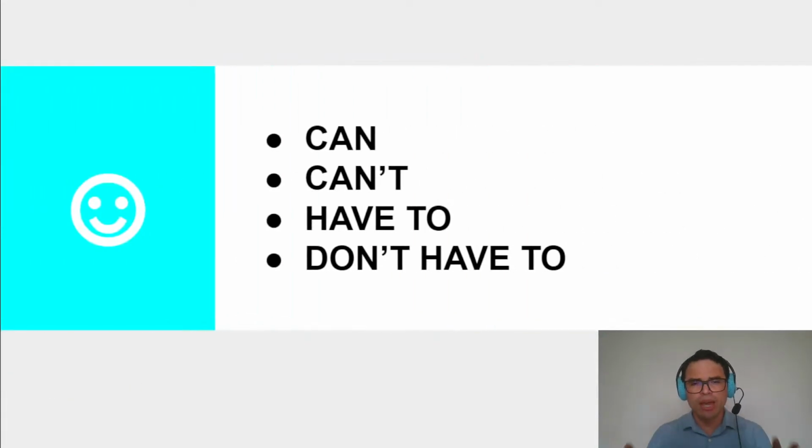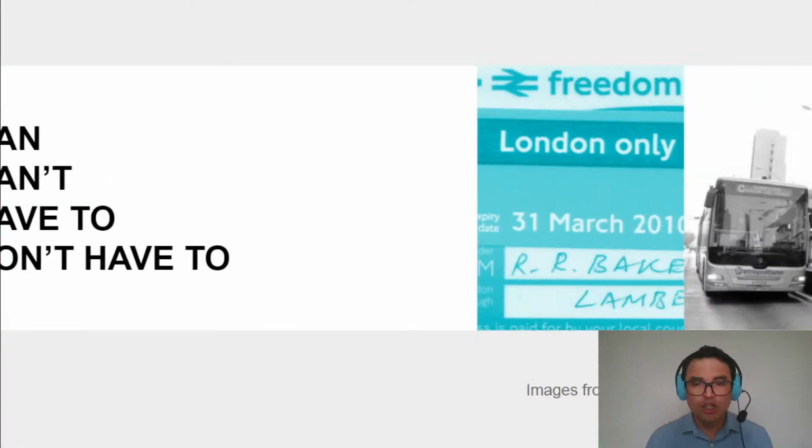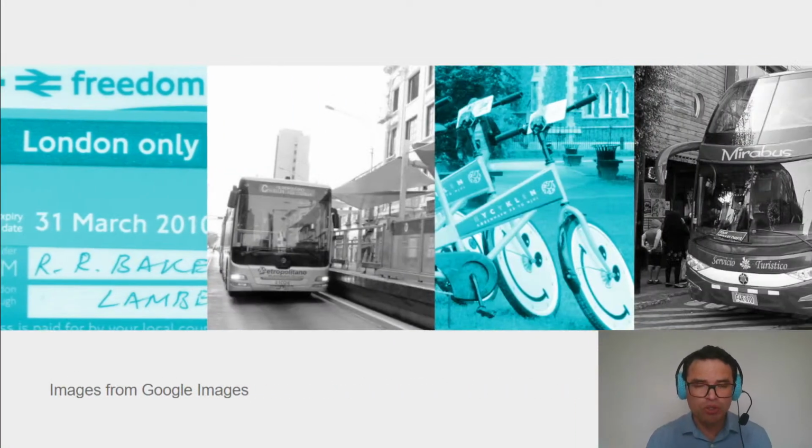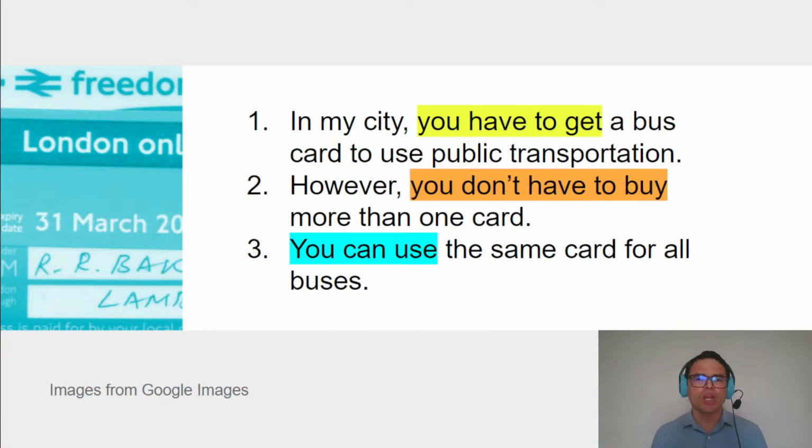So how can you use can, have to, don't have to express necessity when talking about transportation in your city using this set of pictures. So let's go. Let's do the first one. In my city, you have to get a bus card to use public transportation. You have to get. It's necessary. Subject, you. Modal like expression, have to. A verb, get. Number two, however, you don't have to buy more than one card.